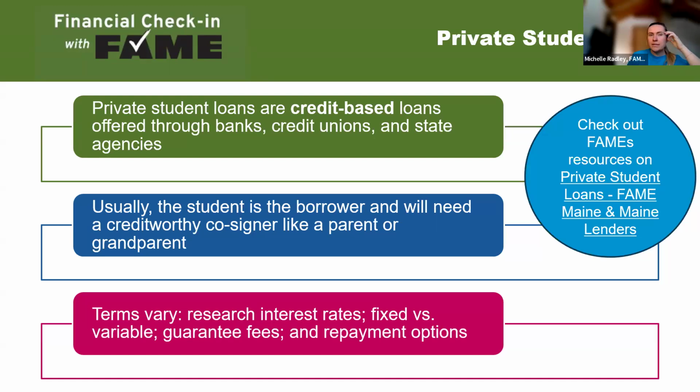Another thing is to definitely do your research if you're considering private lending. You'll want to know what type of interest rate is being offered. Is it fixed? Is it variable? What is it based on? Is it based on credit? Is there a guarantee fee, a fee that's basically being taken out at the origination of the loan? This can be pretty common in private loans, not always the case, but it is common.